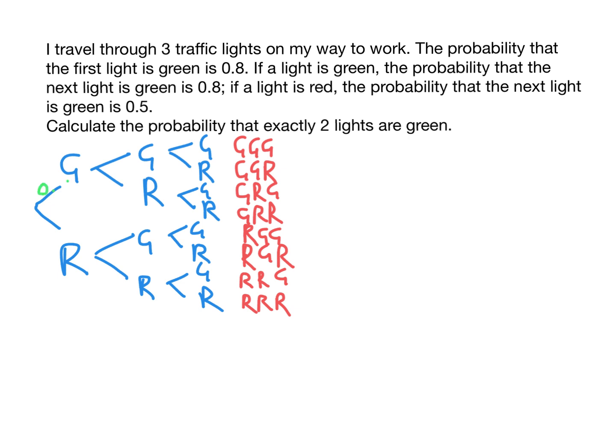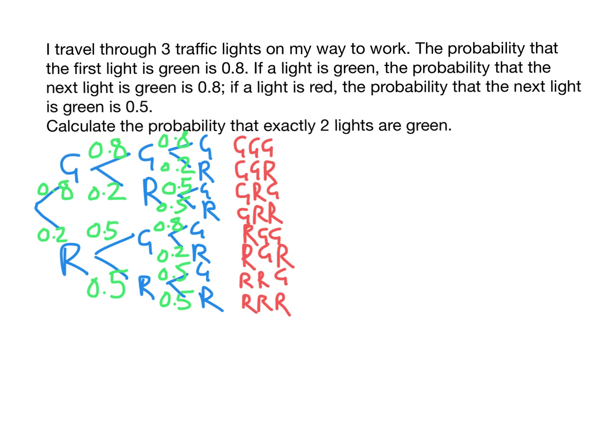So for the first light, probability of green is 0.8, so the probability not green is 0.2. So if you get a green light, the probability the next light is green is 0.8, which means probability not green is 0.2. If you get a red light, the probability the next light is green is 0.5, and so on like that. Here we have a green light, so probability the next one's green is 0.8 and 0.2. Here we have a red light, so the probability the next one's green is 0.5, 0.5.